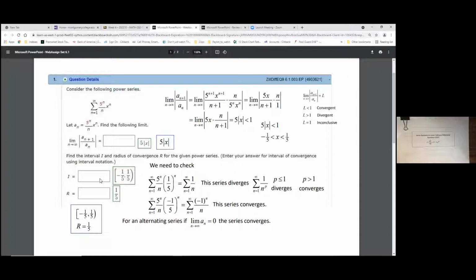Here they wanted to know the interval. But when you include minus 1/5, this now becomes an alternating series. And the rule when you have an alternating series is that in the limit, if a sub n goes to 0, then the series converges. So I want you to study this type of problem. The only difference is that instead of having a 5 here, you may have a 7. But I want you to understand this problem.